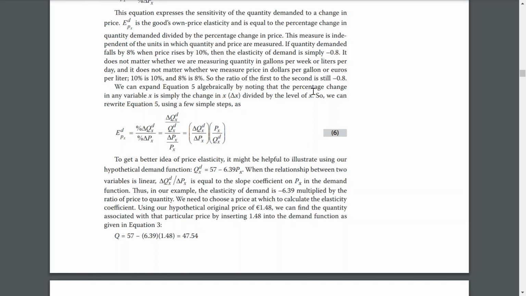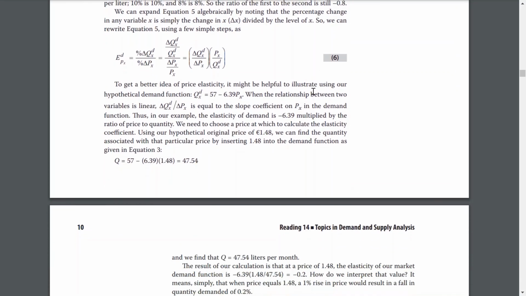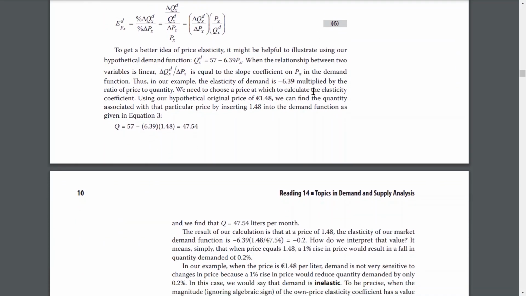To get a better idea of price elasticity, it may be helpful to illustrate using our hypothetical demand function. When the relationship between two variables is linear, delta Q over delta P is equal to the slope coefficient on Px in the demand function. Thus, in our example, the elasticity of demand is negative 6.39 multiplied by the ratio of price to quantity. We need to choose a price at which to calculate the elasticity coefficient.